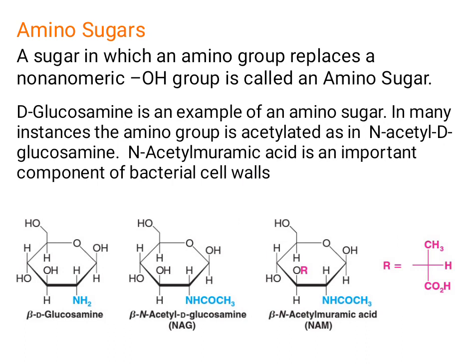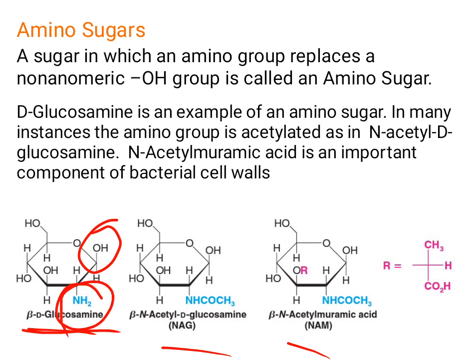Amino sugars. A sugar in which an amino group replaces a non-anomeric OH group is called an amino sugar. So if the amino group replaces the anomeric OH group, that is called a glycosylamine, and if it replaces a non-anomeric OH group, then it is called an amino sugar. These are the structures of amino sugars. D-glucosamine is an example of an amino sugar. This is beta-D-glucosamine, where this is the anomeric hydroxyl group, and this amino group has replaced the non-anomeric hydroxyl group.